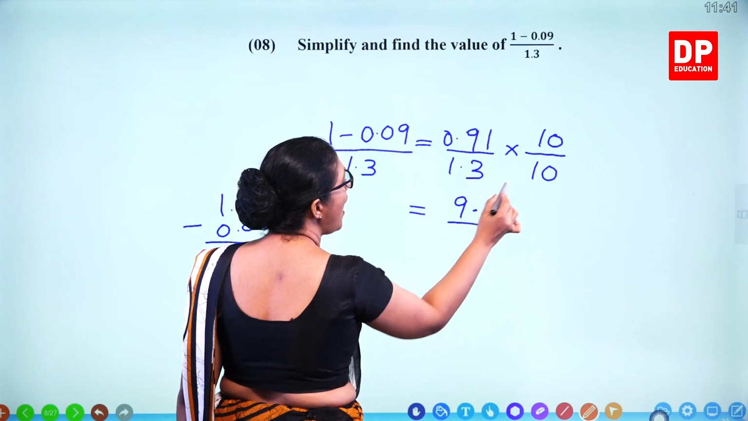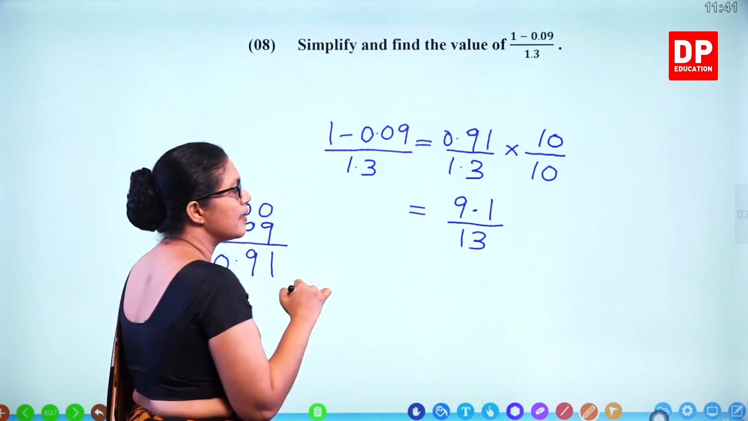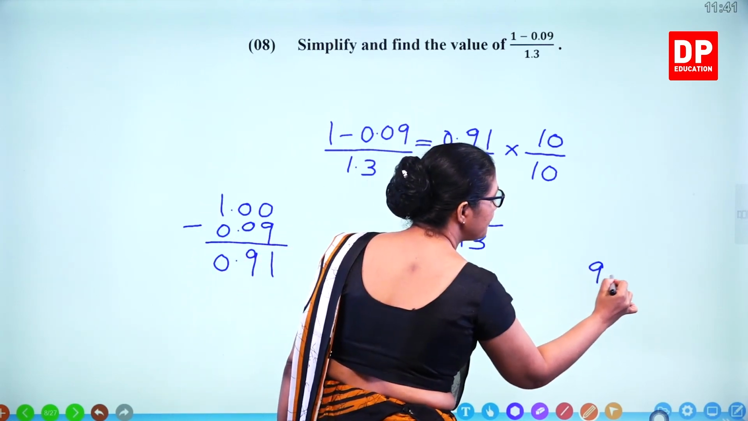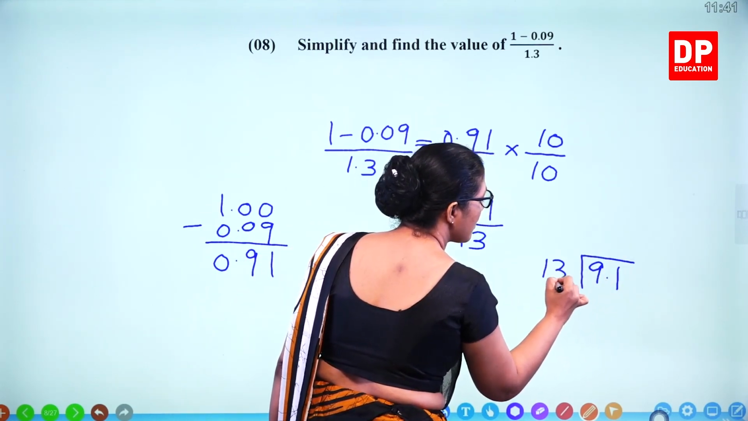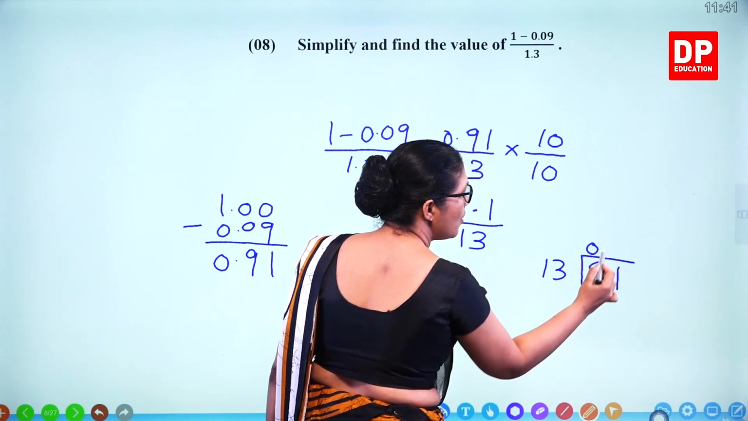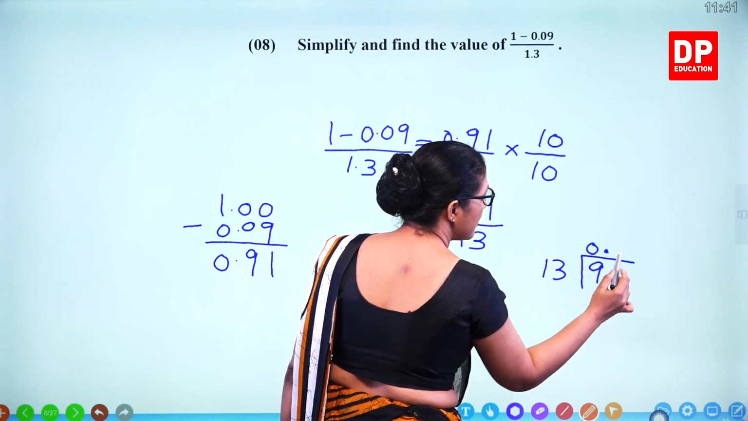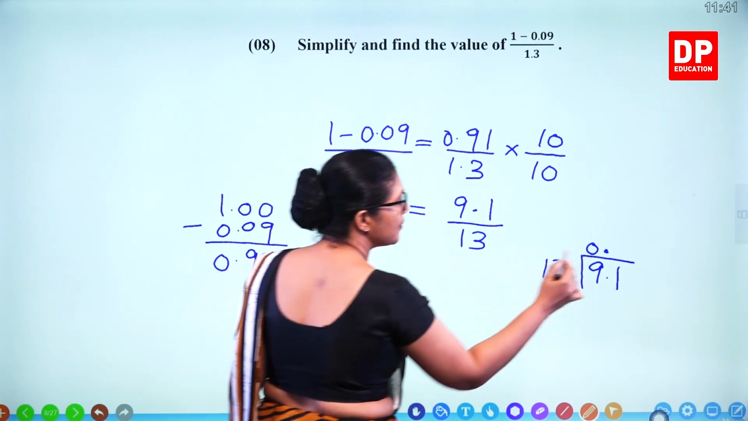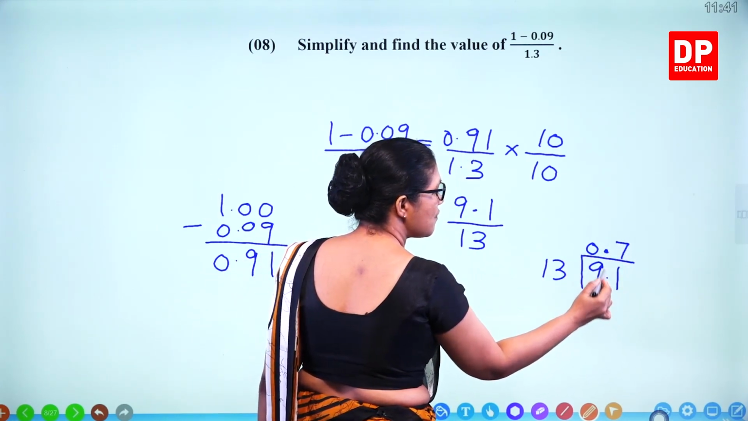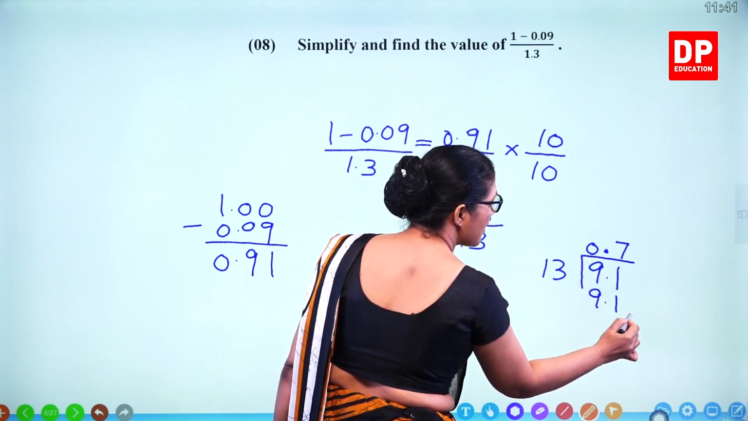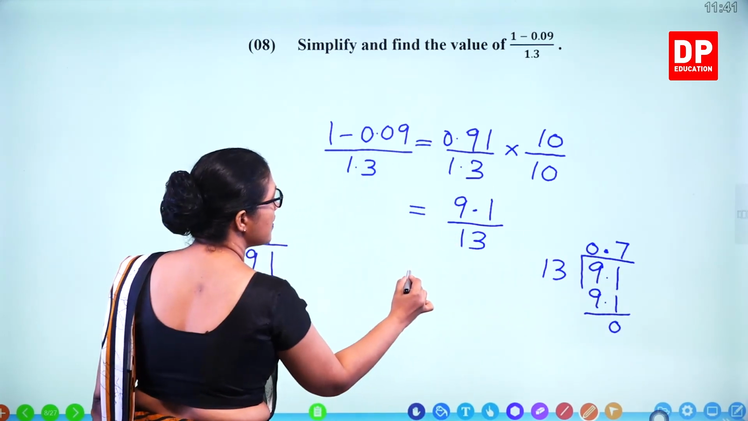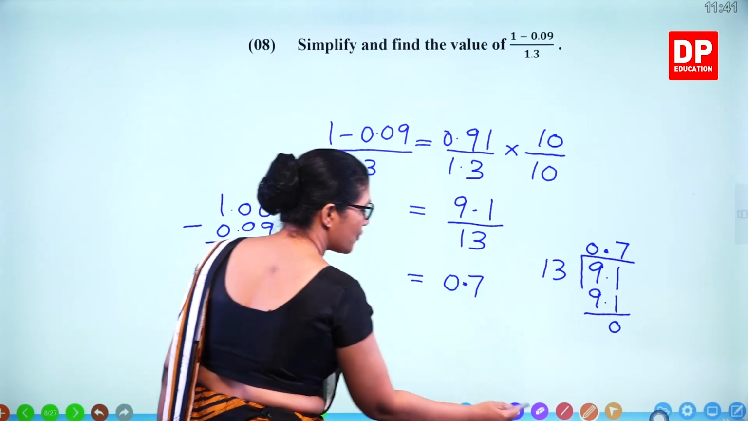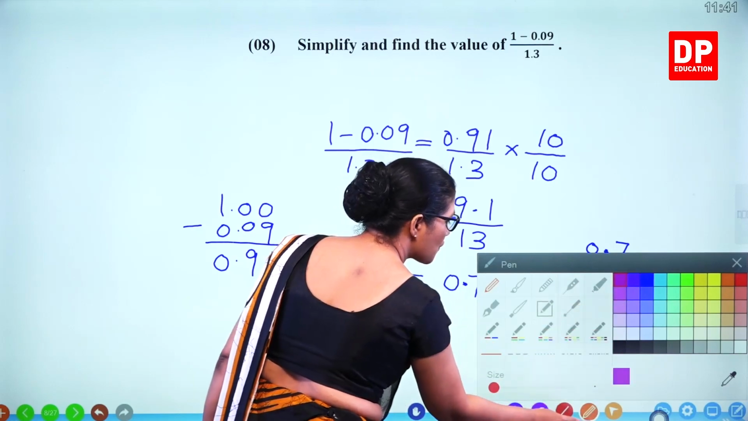So you get 9.1 divided by 13. So what is 9.1 divided by 13? 13, 0 for 91. For 91, 7. 7 times 3 is 21. So 91 comes. So the answer is 0.7. So you get 2 marks for that.